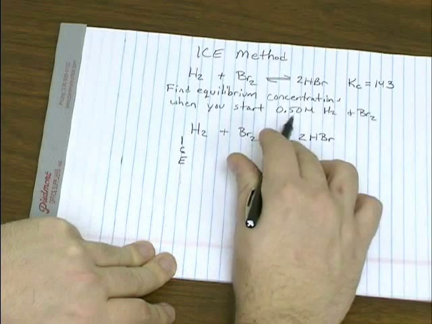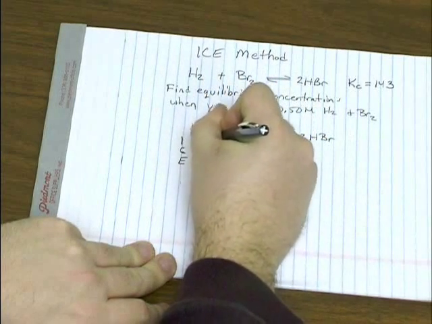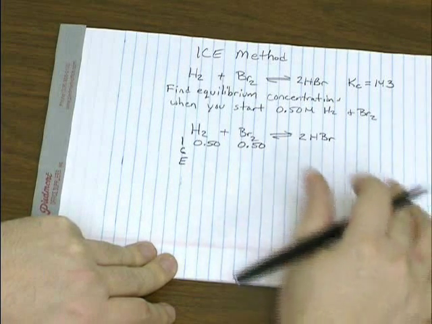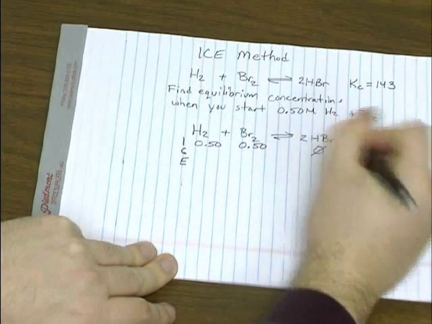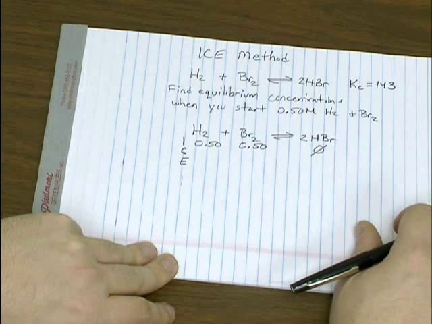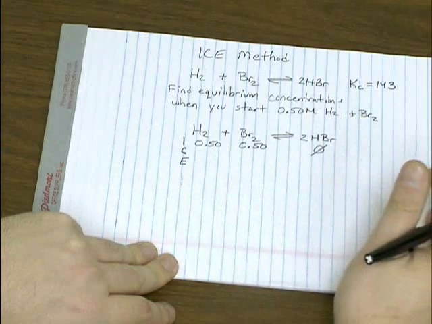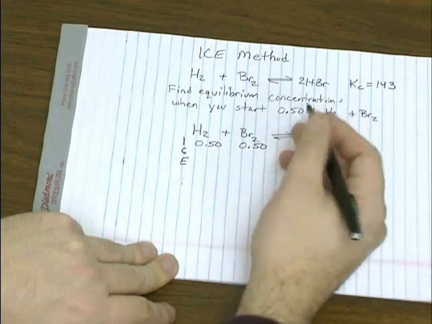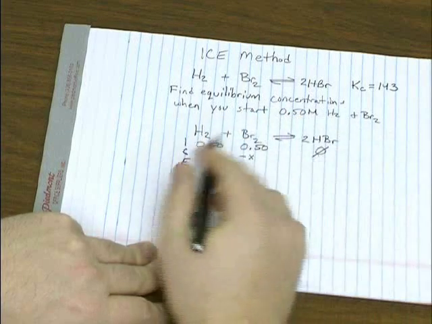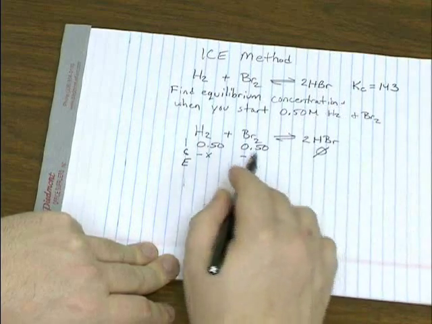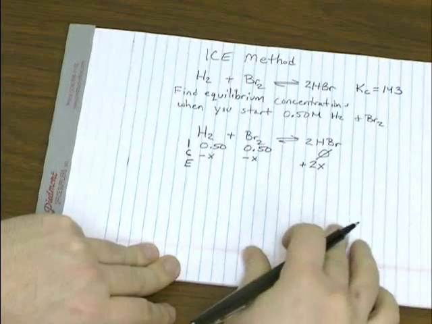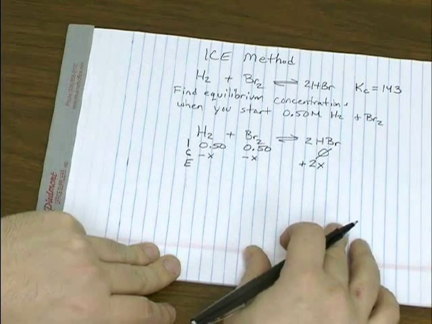So we're starting with 0.5 molar of each reactant. And they didn't mention anything about HBr, so we have no product initially. So for this thing to achieve equilibrium, first you have to make some of your product. So you're going to lose X amount of each reactant, and given the stoichiometry, when you lose X amount of bromine or hydrogen, you gain 2X worth of product.